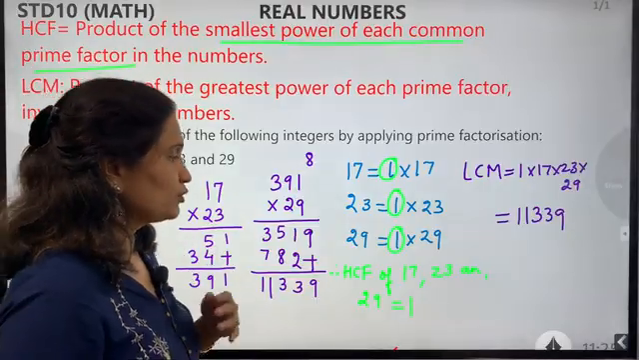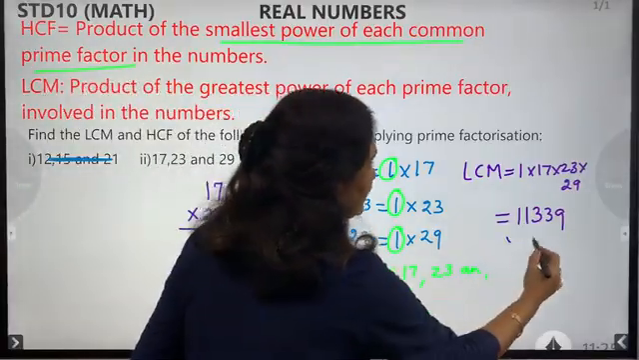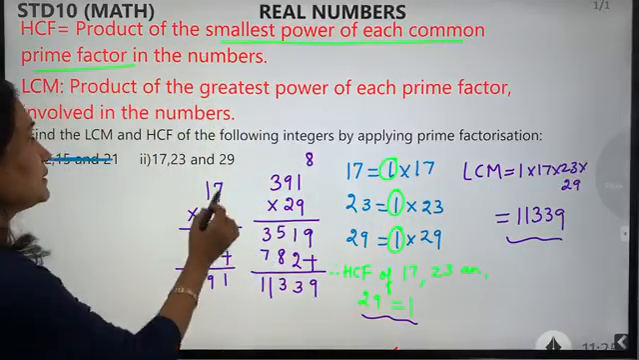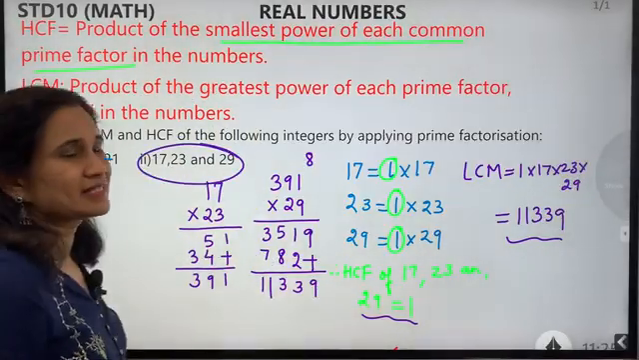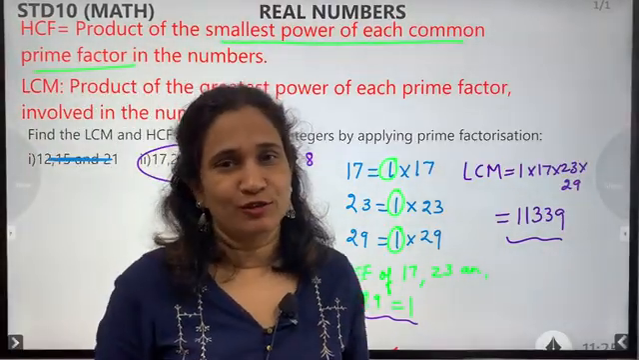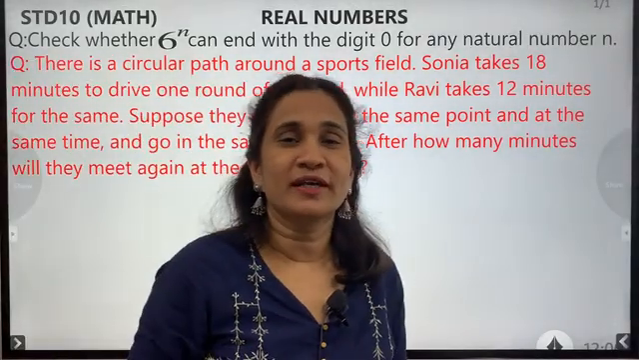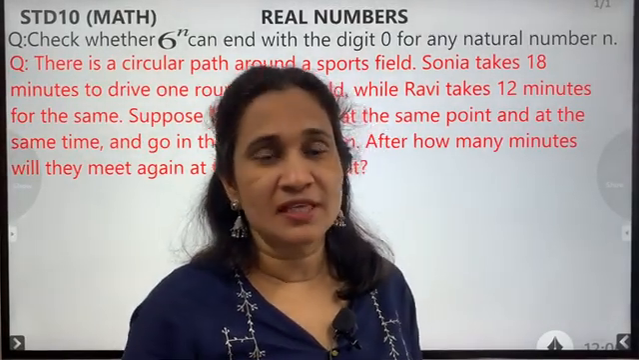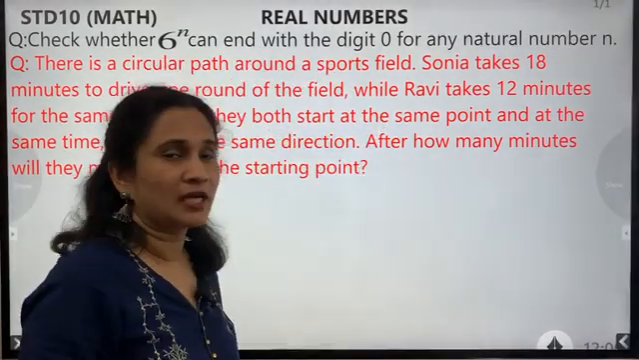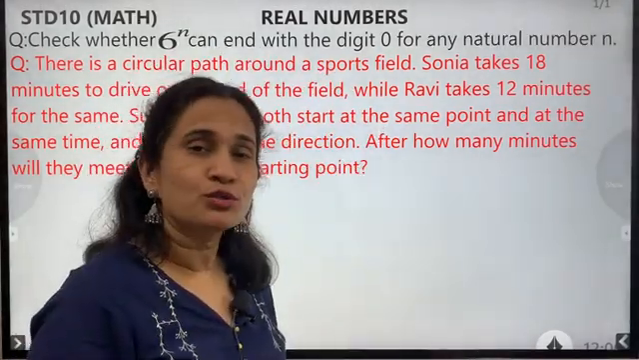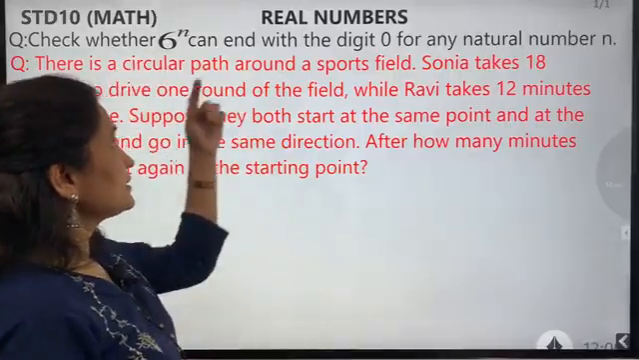So this is how you find HCF and LCM of given three numbers. Now we saw LCM and HCF of two numbers and also of three numbers. So continuing in the chapter Real Numbers, we come to the end part of this chapter, wherein I have come with two word problems. Let us check the first one.